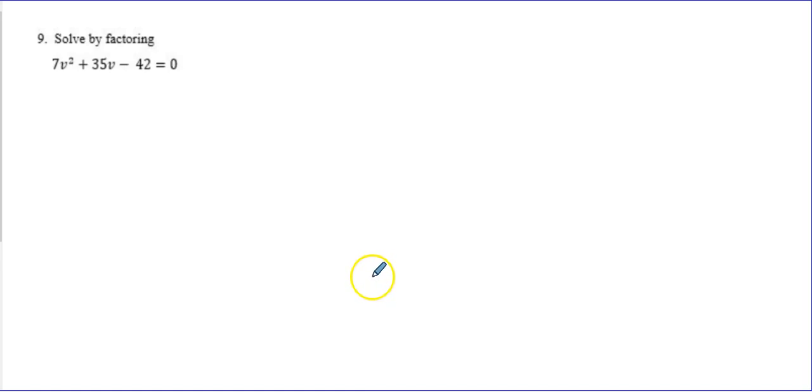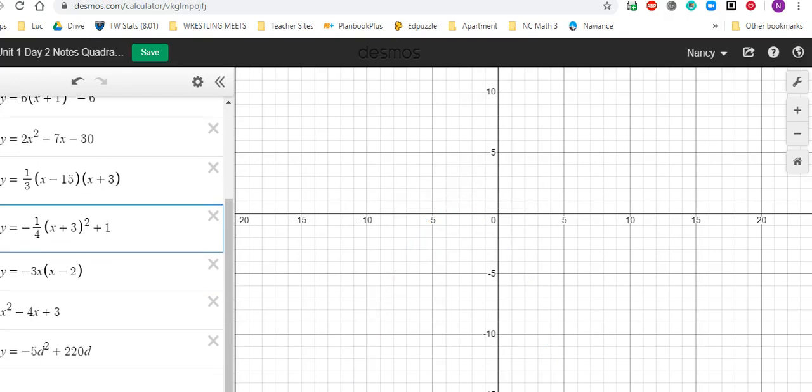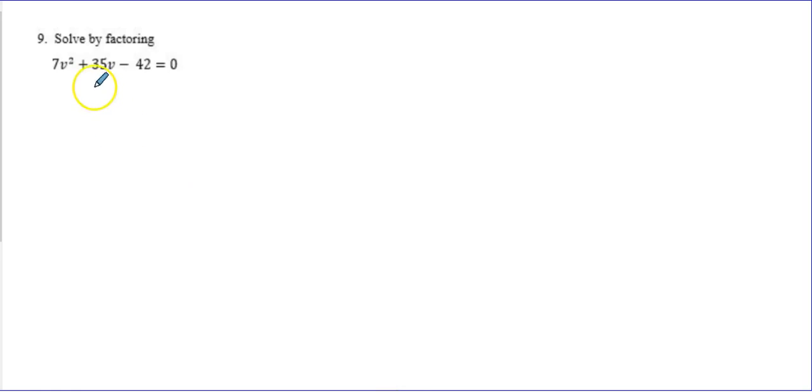Look at number 9. I think I graphed this one on Desmos also. Let me see if I did. 7b squared. Oh, no, I didn't. Okay, it doesn't matter. We can factor this one real quick. So if you see something like this where we've got this trinomial, we need to factor it. We're going to end up with 2 binomials.